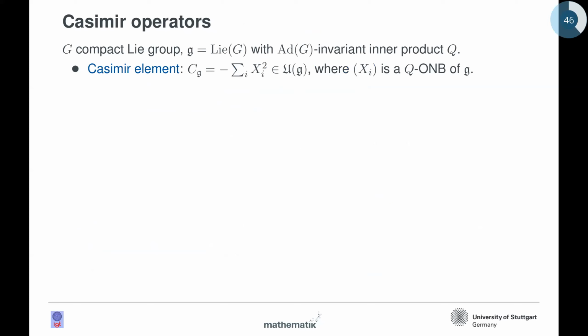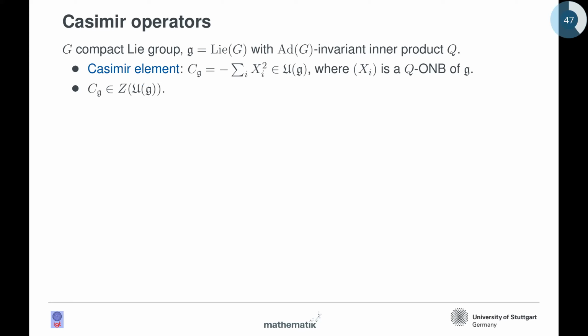Now in the symmetric case, this is actually pretty easy. In hindsight, it's easy. I think back then it was hard to find out. But yeah, we have these Casimir operators in representation theory. So let me remind you what that is. For some compact Lie group, where the Lie algebra is equipped with some invariant inner product Q, we can define a Casimir element. So this is an element in the universal enveloping algebra of the Lie algebra g. It can be written like this. There's also some other way if the basis is not orthonormal, but it's not important right now.